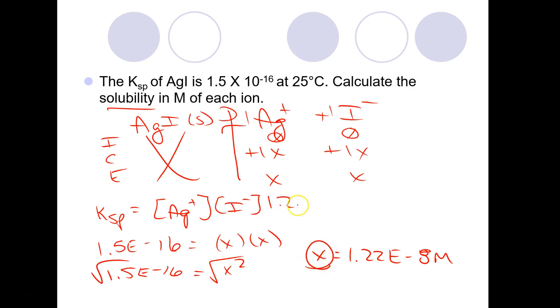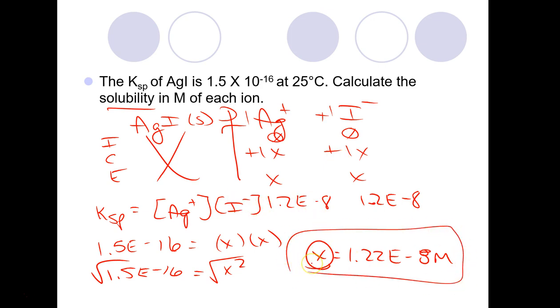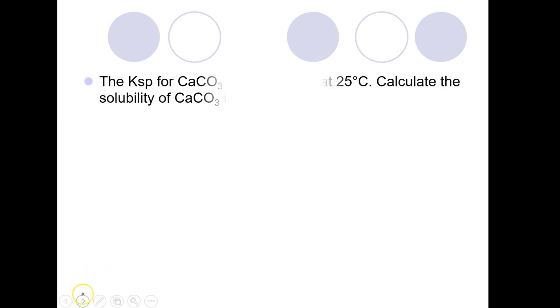You can go ahead and put it in here if you want. It might ask you, what are the concentrations of the ions, in which case you would need to put it in there. But X is the solubility. Okay? So let's try a little bit different one.